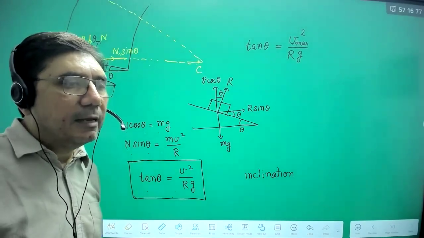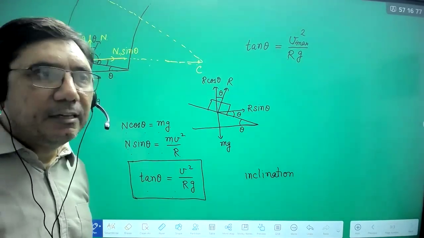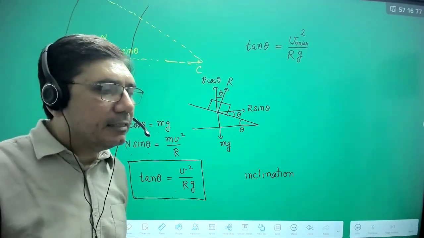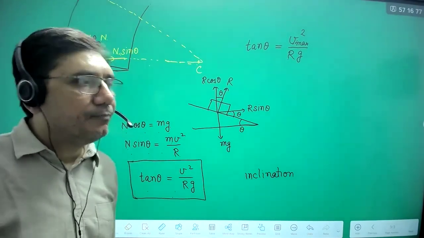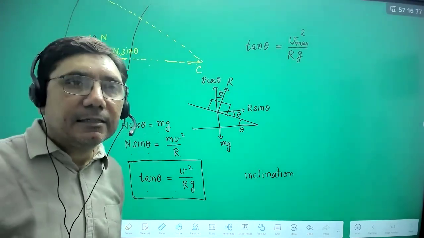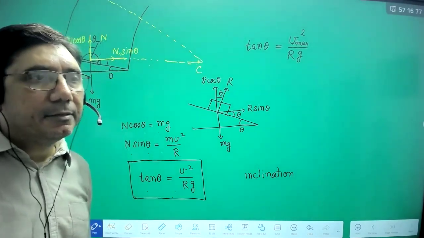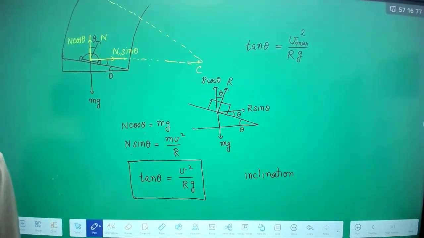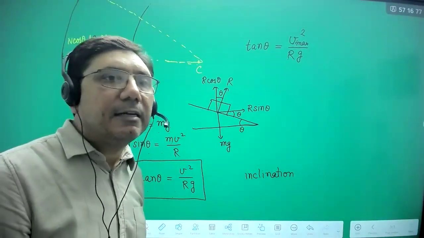For this type of banked road, if the speed of the car is less than the upper limit, then no skidding will take place. Please write in the next line.